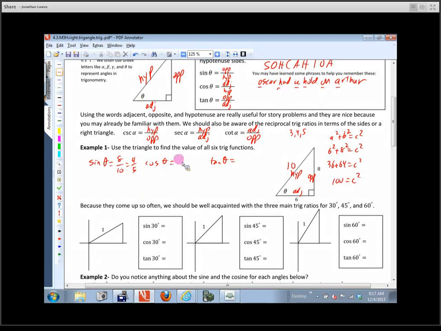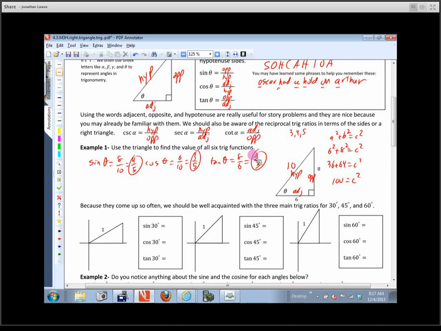The cosine would be the adjacent over the hypotenuse, so that's going to be 6 over 10, which we ought to write as the fraction 3/5. So I've got those 2 taken care of. And then the tangent is going to be the opposite over the adjacent, so that's going to be 8/6, and we definitely want to reduce that. That's going to be 4/3.